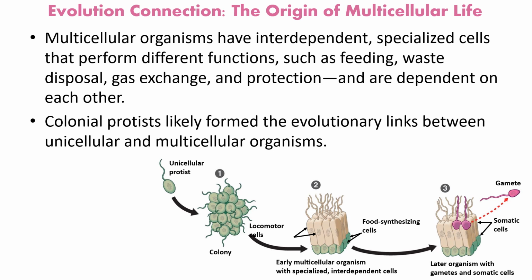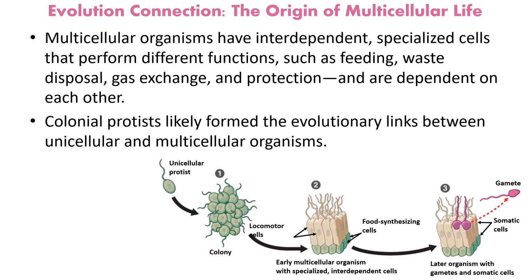So an early multicellular organism has to have specialized cells. And those specialized cells can be something to do with feeding, waste disposal, gas exchange, or protection. But those two cell types have to be dependent on one another. So you cannot have the different specialized cells living apart from each other. They're specialized, but they are dependent on each other and will not survive on their own.